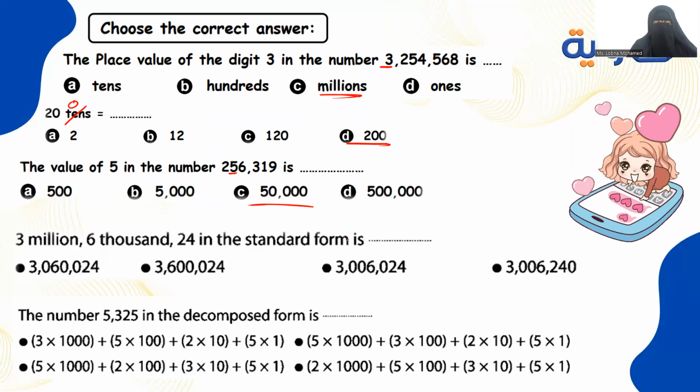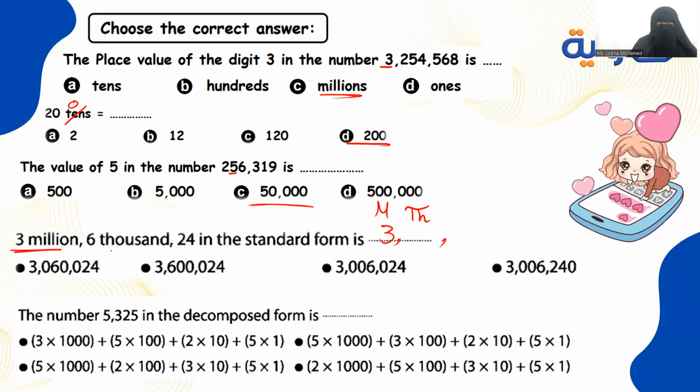3,006,024 in the standard form. Okay, how can we make like this one? At the first, we start from here, 3 million. So 3 in the family of million. So we can write 3 like this. This is the family of million. So after the family of million, we have what? We have the family of thousand. So make like space for this family. After this, the family of ones, the poorest family.